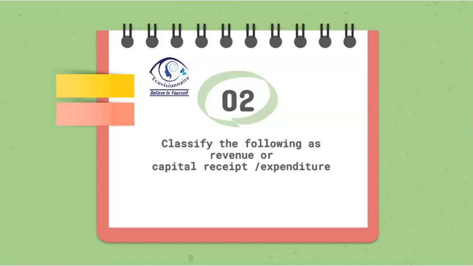Easy question, but expected. Classify the following as revenue or capital receipt or expenditure. Is it the revenue outflow or capital outflow of the government, or it is revenue inflow or capital inflow of the government? You have to identify and then give the reason. So reason is also very easy.